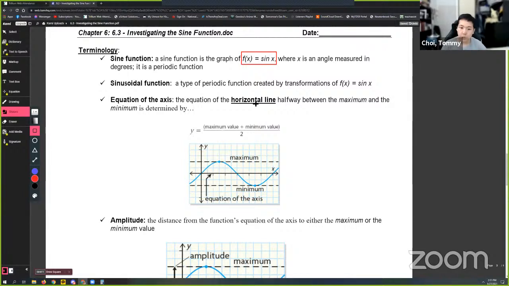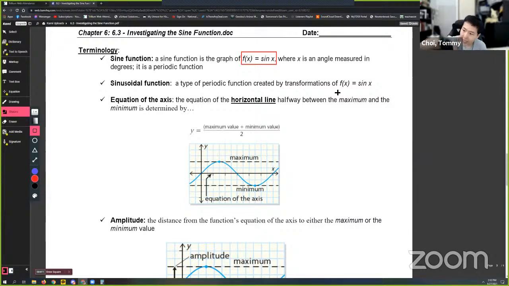It is a periodic function. We know it repeats. It constantly goes up and down like a wave, so on and so forth. Now, a sinusoidal function is a type of function that is created by transforming this function here. So when you look at another graph and you're like, oh, that kind of looks like a sine graph, but it's not obviously the sine graph, then it's called sinusoidal. It looks like a sine graph. It behaves like one. We call that sinusoidal.